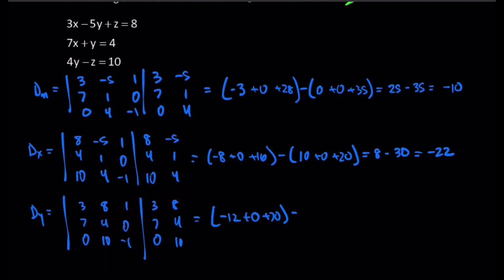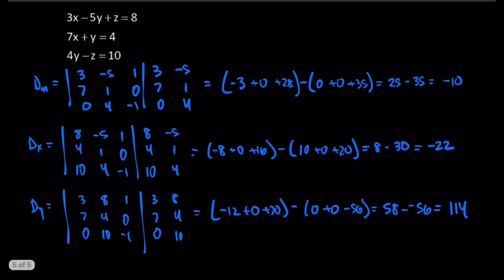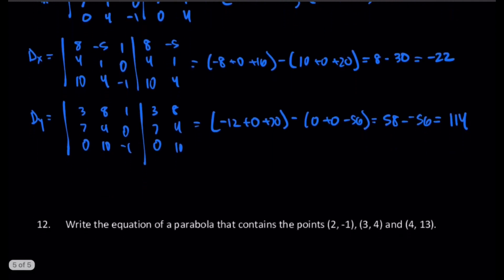So 0 times something, that's going to be a 0. 10 times 0, that's going to be a 0. Negative 1 times 7 times 8 is negative 56. Okay, numbers starting to get a little bit bigger here. So negative 12 and 70, 58. Minus a negative 56. 114. Yeah, wow, big numbers. I think this is the one that gets a little messy. On your exam, this question, even though it's going to be calc inactive, the numbers aren't going to be this big, so you don't have to worry about that.